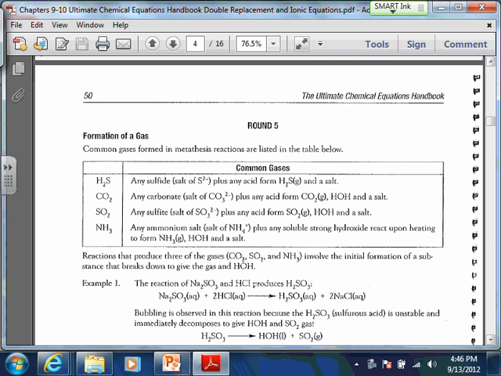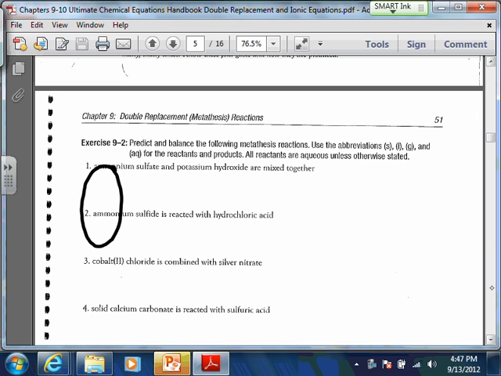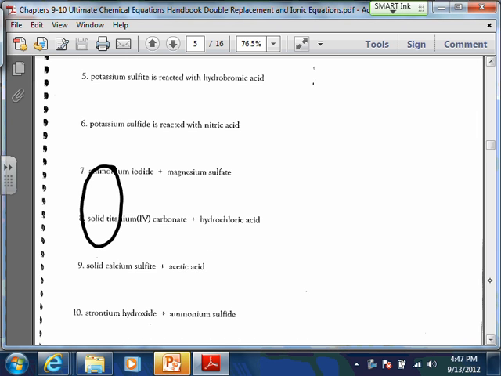The other thing that can happen is formation of a gas, and we talked about this last year. The common gases that get formed are listed right here. It would be good to know these as well, and we'll do some more practice with these. But H2S, CO2, SO2, and NH3, and it tells when those form. Again, we'll practice more with this in class, and it gives some good examples here of when this happens, how this happens. So then you can have a gas being formed.